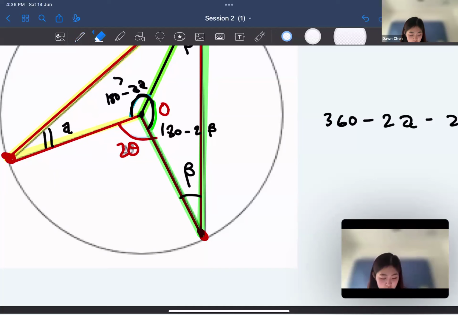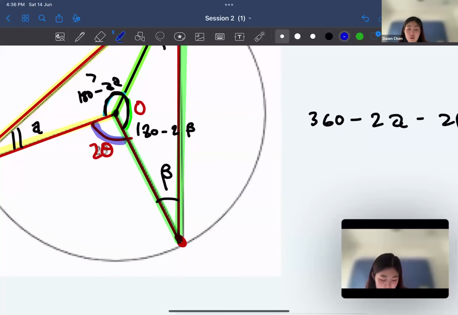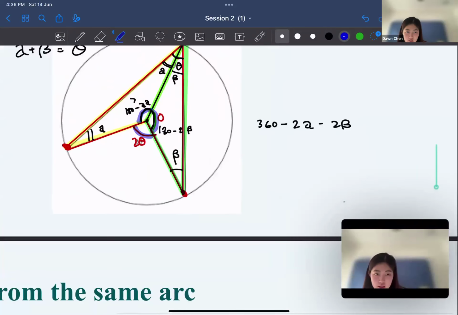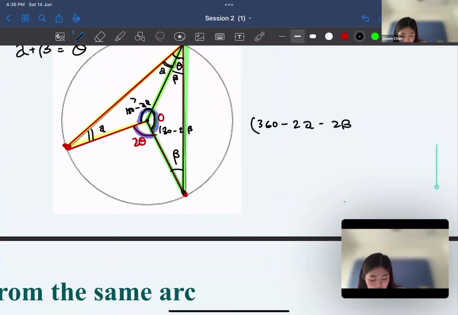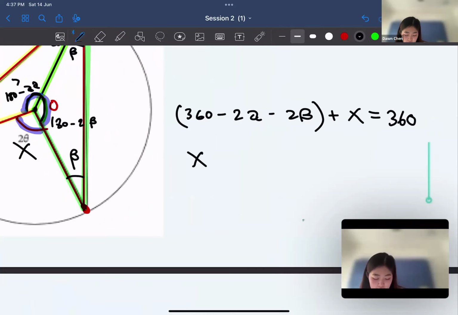I don't want to confuse anyone with using too many colors, but bear with me. This angle over here plus this black angle should be 360, right? So that would mean 360 minus 2 alpha minus 2 beta plus, let's say this angle is x, plus x should be equal to 360. So x has to be equal to 2 alpha plus 2 beta, right?